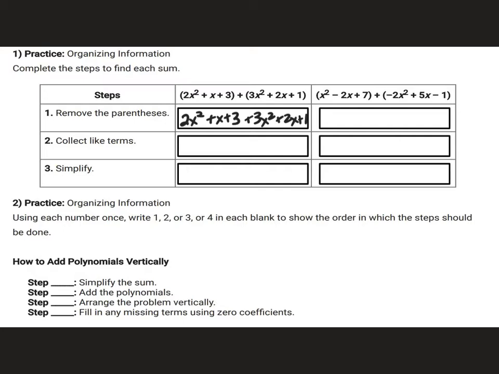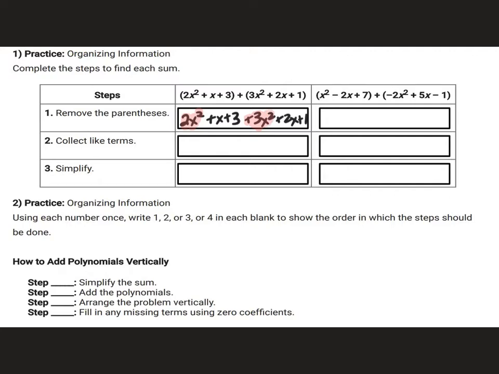Okay. And now I want to collect like terms, right? When I'm looking for like terms, I'm looking for the same variable raised to the same exponent, or just regular constants. So one set of like terms I see is, I'm going to look at my first term, 2x squared, and see within this expression, do I have another term with an x squared? And yes, I do. It's this term right here. I'm going to highlight this term, and I'm going to include the sign that's in front of it, just so I know that I'm adding those two together.